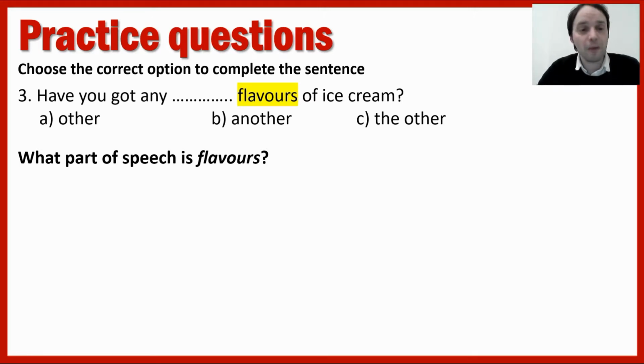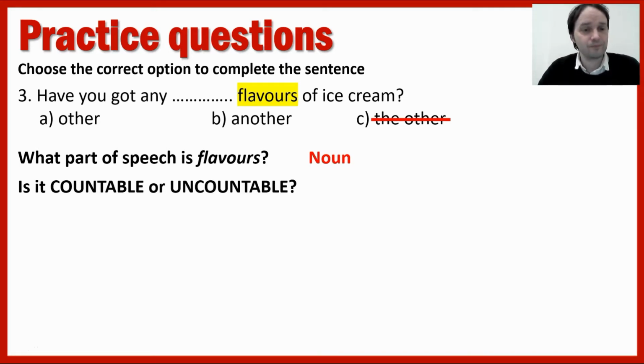Okay, what part of speech is it? Okay, it's a noun. And again, it's a noun phrase. So similar to question number 1, we can get rid of the other. Okay, we're not looking for a noun, we're looking for an adjective. And the other is the other, similar to the others, is a noun. Alright, so we've got a noun, flavors.